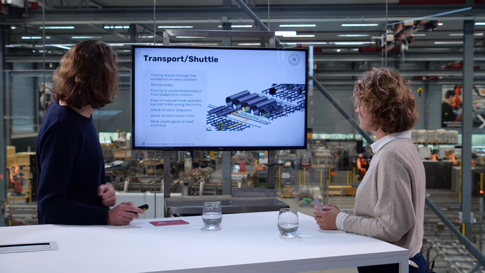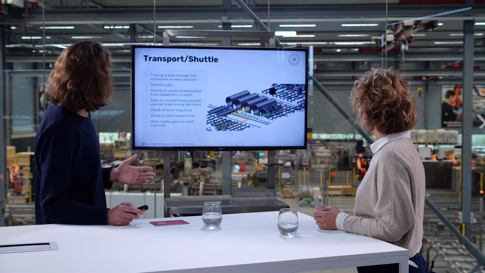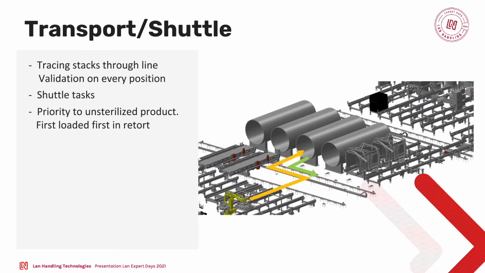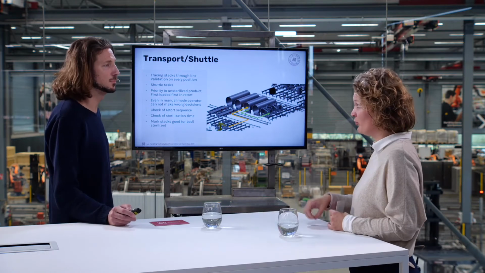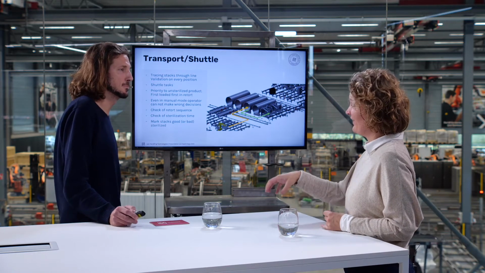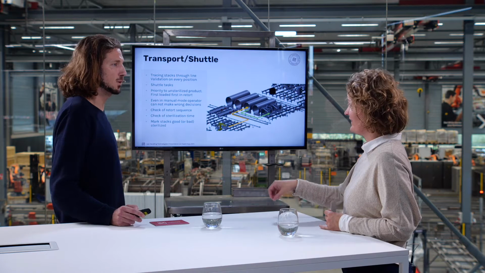So you can see that by these lines on the screen. One task would be the yellow arrow, and another task is the green arrow. Straight from left to right, that's not possible. The stacks always have to move to the retorts first, and that's the only way they can go through the line. Even when it's done manually by the operator, it's not possible to give the shuttle a task with unsterilized products going to the packaging.